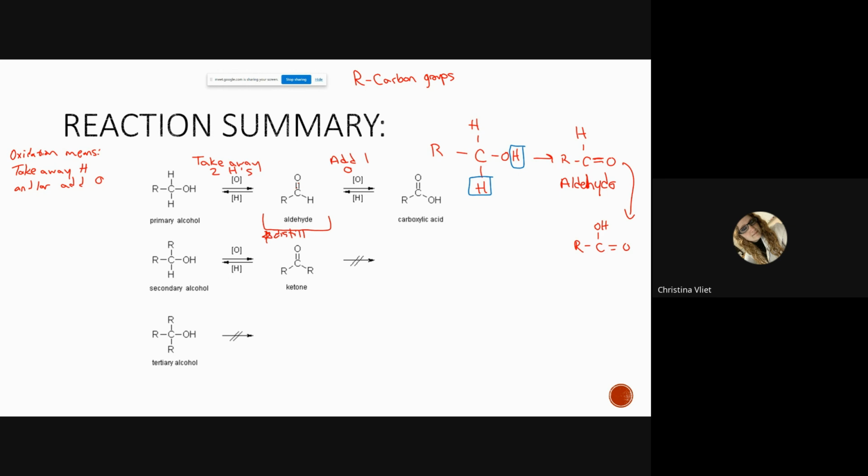All right, what happens if you have a secondary alcohol? Let's pay careful attention to that one. Take away the two hydrogens. What happens? Here, from secondary alcohol. What happens when you take away the two hydrogens? Like you can trace along. So then the double bond O. You get a double bond O, which automatically turns it into a ketone.